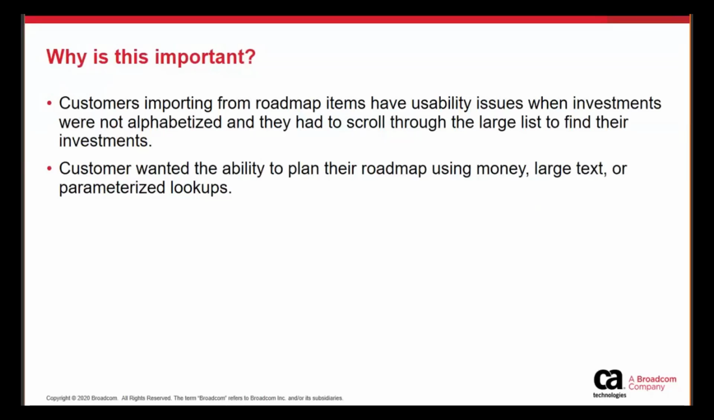Customers also wanted the ability to plan for their roadmap using either money, large text, or parameterized lookups. This is a very common practice that our customers use to capture additional data for their investments, whether it's a custom attribute for money, large text for capturing detailed descriptions, or a parameterized lookup for specific categorization of their investments. Now we can pull all that information over to the roadmap items.